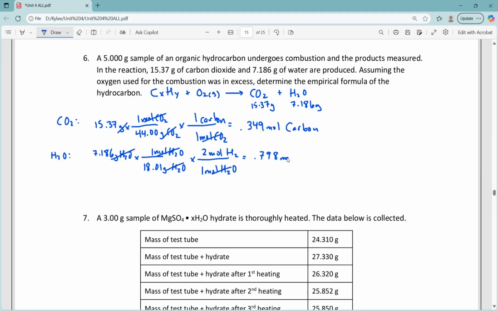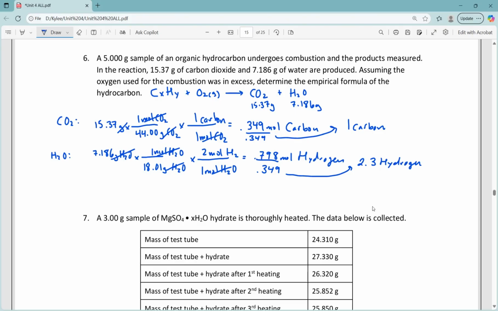0.798 moles of hydrogen. Now, if you remember back when we did empirical formulas, you want to divide by the lowest amount of moles. So I'm going to divide both of these by 3.49. And if I do that, that tells me I have 1 carbon. But if I take 0.798 divided by 3.49, I actually get 2.3 for hydrogen.